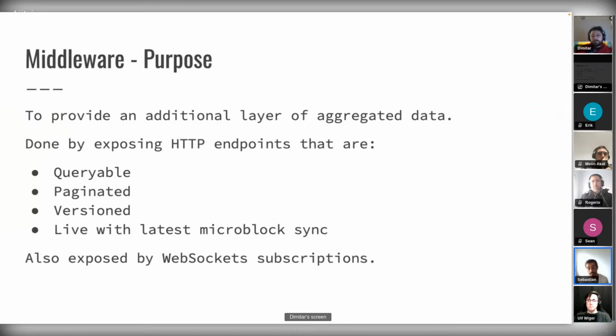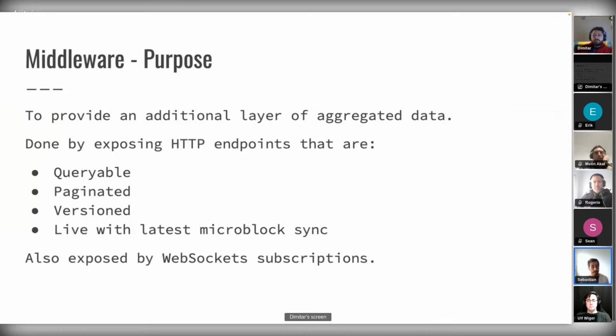It's also versioned. All the endpoints are prefixed with the version number, at least from version 2 onwards. Version 1 wasn't prefixed by the version. But since version 2, which is the version that we're at right now, we intend to keep doing this. And then it's also live, in the sense that it's up to date with the latest node block. If the node updates and there's a fork, then the data is also updated in the middleware itself.